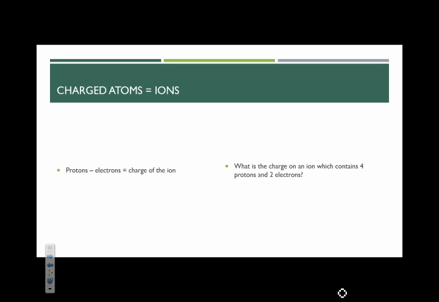electrons. Remember, if you had an equal number of protons and electrons, let's say we had 3 protons and 3 electrons, then our total charge was 0 because they canceled each other out. But if you don't have an equal number of protons and electrons, then you're going to have a charged atom.